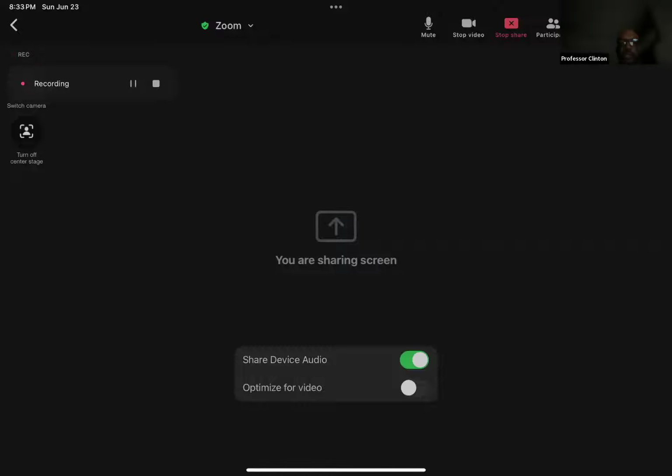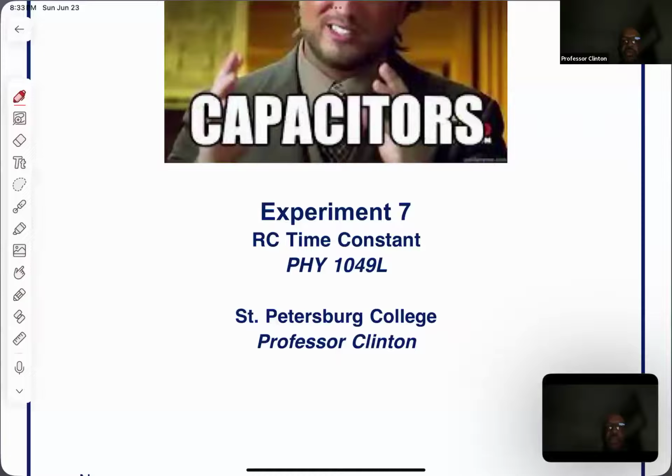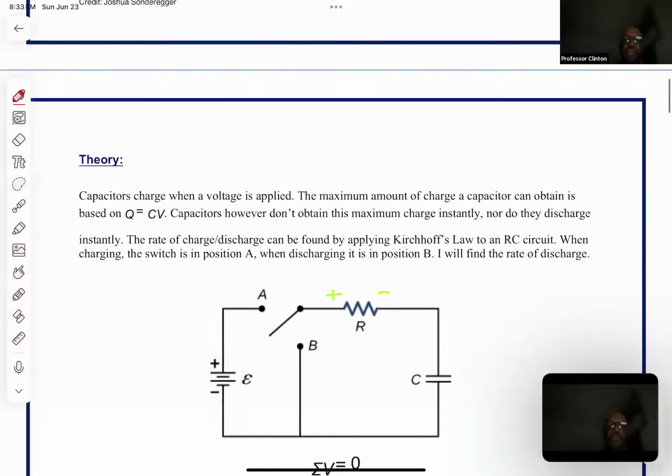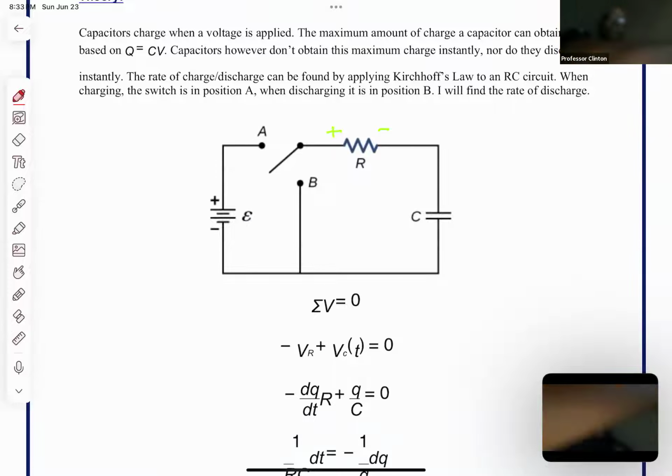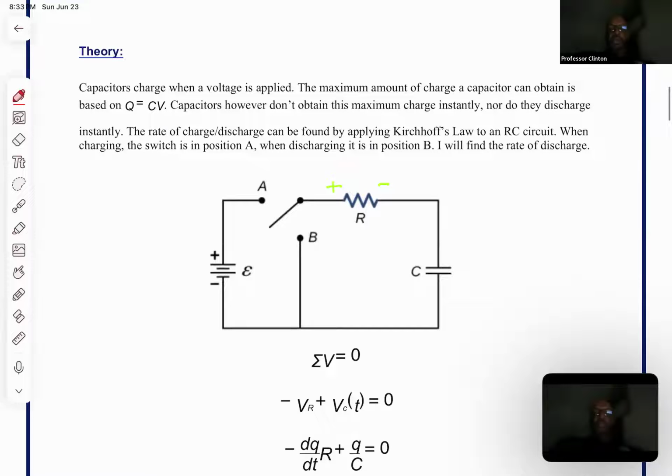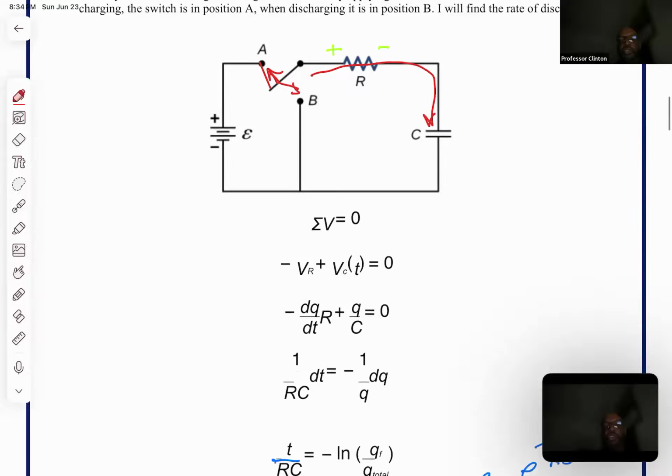Okay, so let's look at the document that you're going to be working with. There are a couple of little corrections that I want to make here, and we'll see them in just a second. But here again is essentially the circuit that we are going to build. We're going to open and close the switch. When we close the switch to the direction of A, we get a charge.